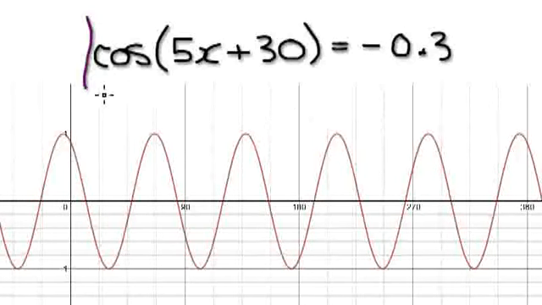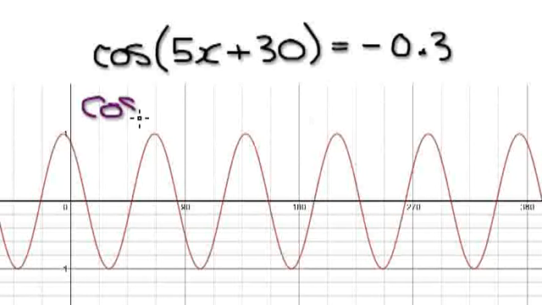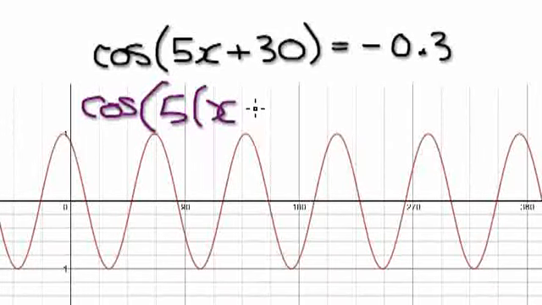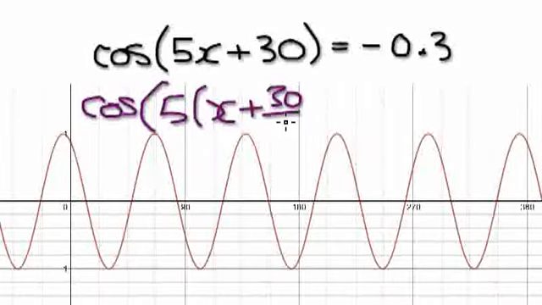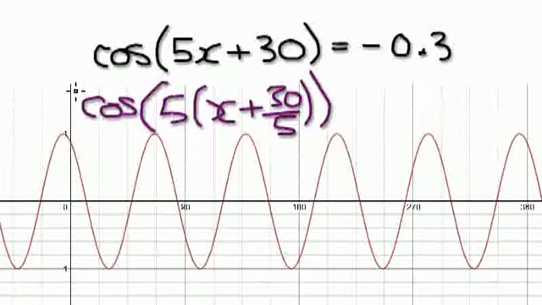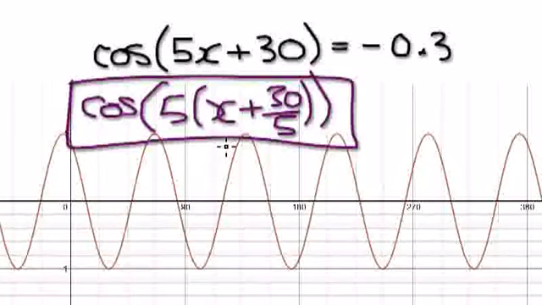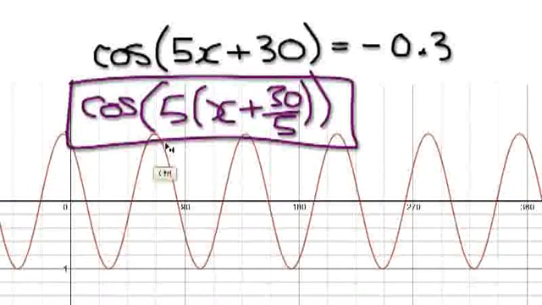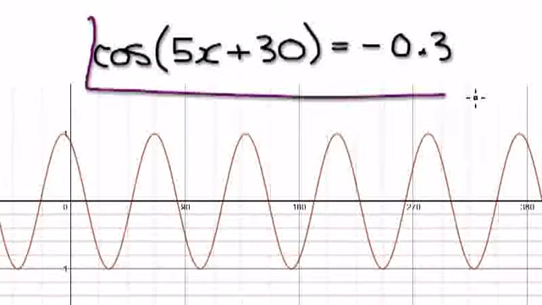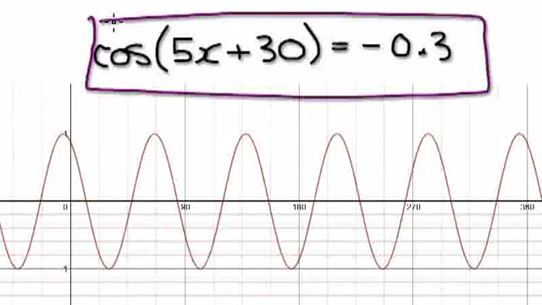Before, I normally asked you, whenever you see this, to factorize out the 5. So in the past I would ask you to factor this out, so this becomes 30 over 5, just so that you can picture the transformation inside your mind. But now I'm asking you to solve this, so you don't care about the movement of the graph. You only care about the solution. So here you don't need to factor out the 5.